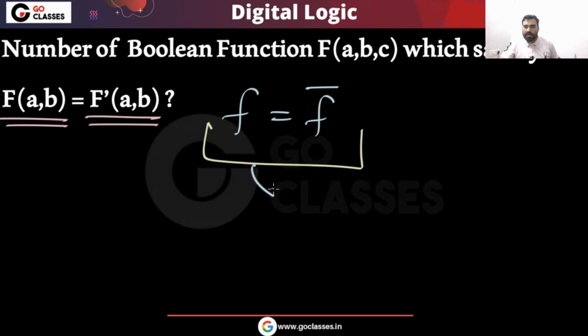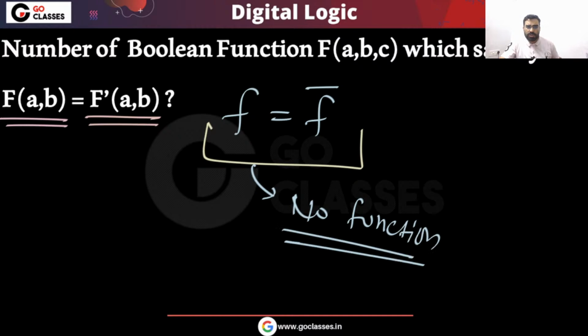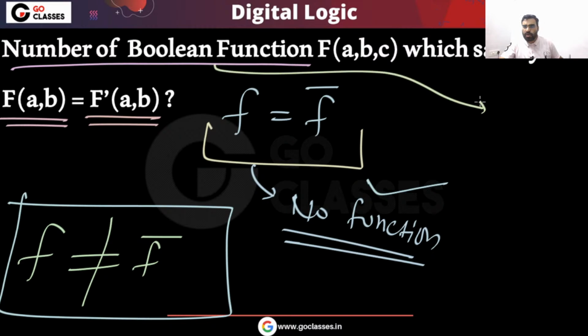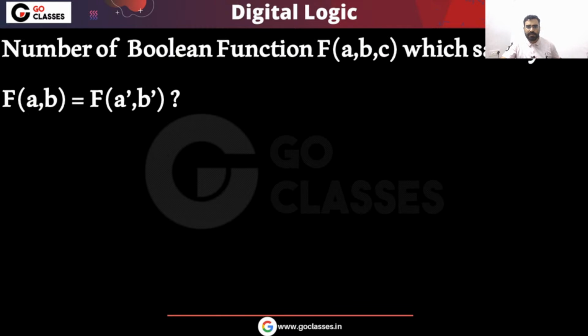There is no function which will satisfy this property, because remember, a function is never equivalent to f complement. So for f(a,b) equal to f complement(a,b), the number of functions will be 0. There is no function which is equal to f complement. f is never equal to f complement.